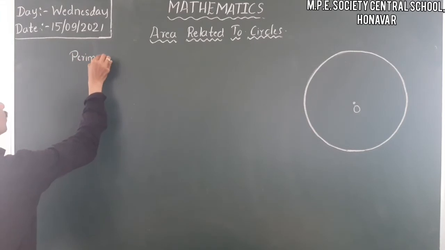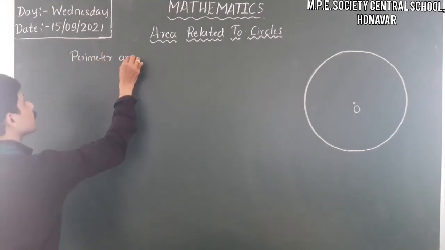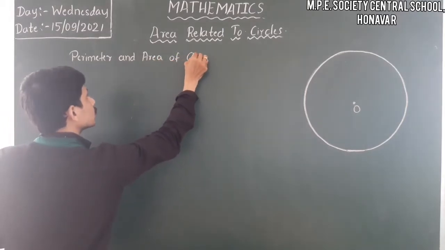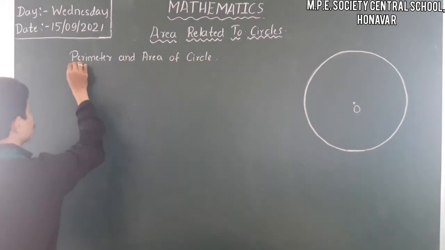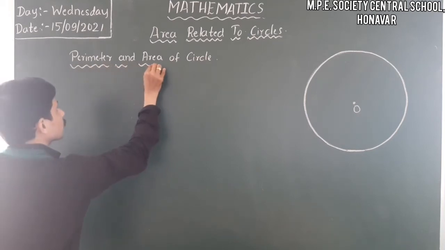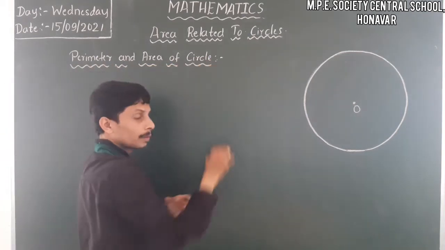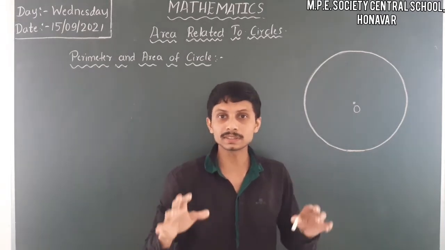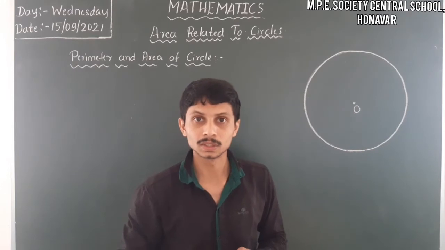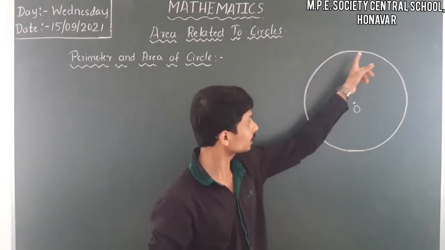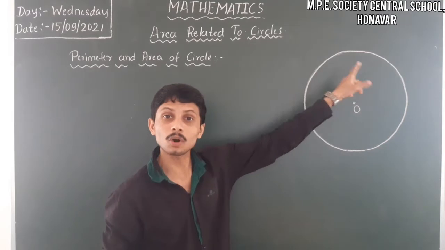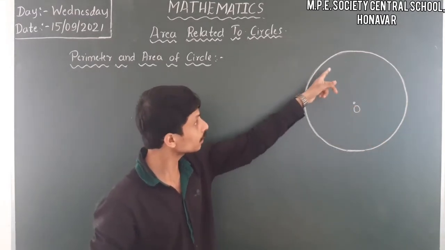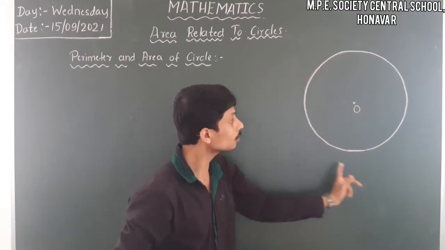Perimeter and area of circle. Yes, perimeter. Already you know about perimeter. Perimeter is nothing but the total distance covered across the boundary. So here also, we are calling this the perimeter. It is also called the circumference. So both are the same here. Here we have to travel around the circle.